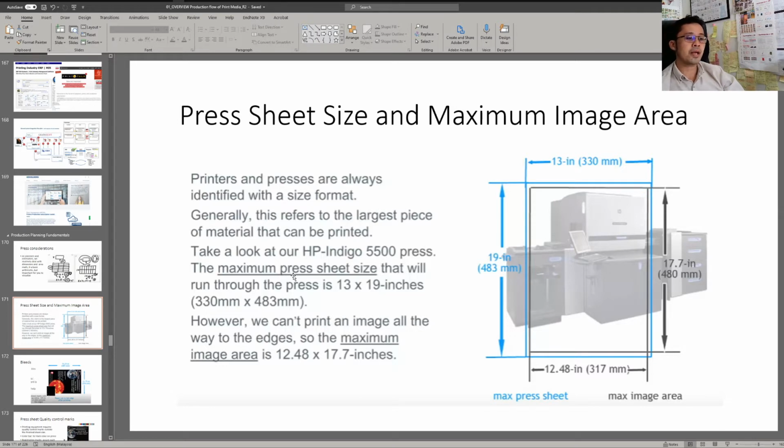Ataupun dia akan cakap press sheet size. Dia akan gunakan istilah tu, press sheet size. Jadi dia memberi maksud yang sama. Or dia akan cakap sheet size. Ada juga buku yang saya nampak begitu. Ada juga manual yang nampak begitu. Kenapa dia buat macam itu? Itu manufacturers lah. Manufacturers punya preference.